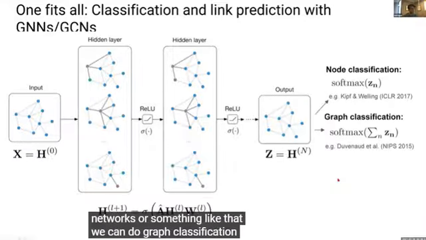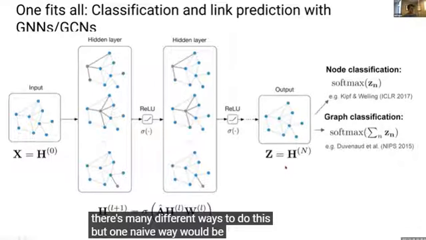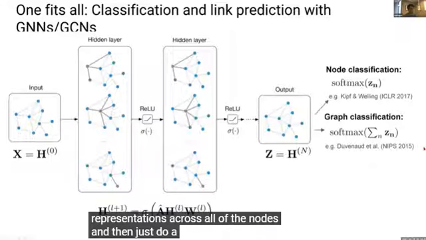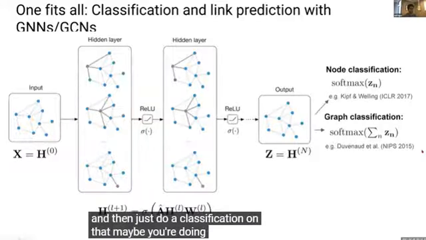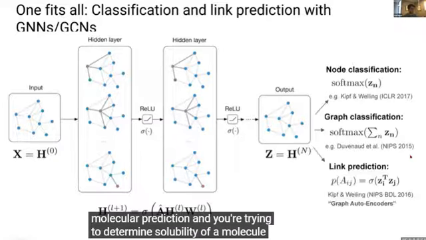We can do graph classification. There's many different ways to do this, but one naive way would be to just sum up all the hidden representations across all of the nodes, and then just do a classification on that. Maybe you're doing molecular prediction, and you're trying to determine solubility of a molecule.